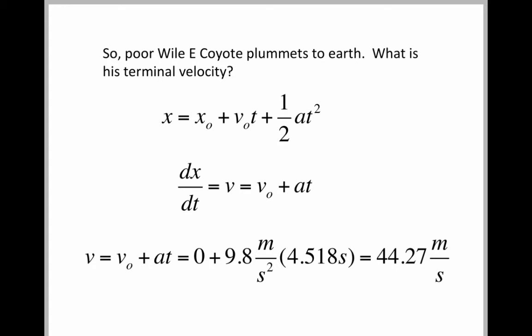So therefore, I know what my time is, the 4.5 seconds. I know what my acceleration is, and I know that my initial velocity was equal to 0. Therefore, my terminal velocity is about 44.3 meters per second.